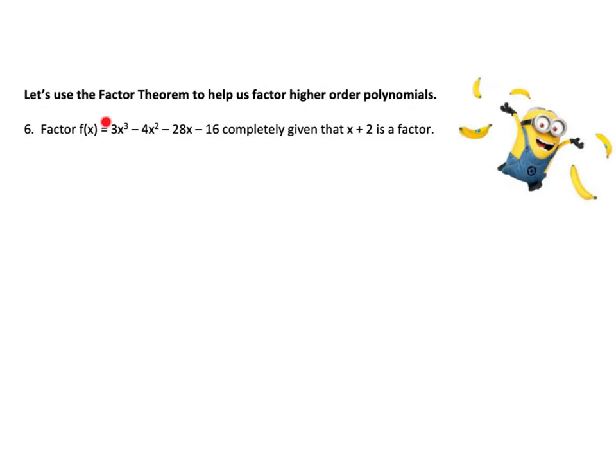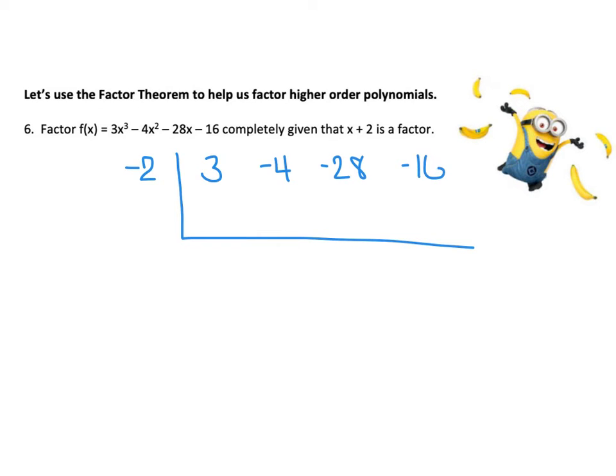This is a cubic function. In our previous unit, we did lots of quadratics, but not cubics. So we're told that x plus 2 is a factor, so the corresponding 0 would be negative 2. Goes on the outside, 3, negative 4, negative 28, and negative 16. And I am going to do my synthetic division.